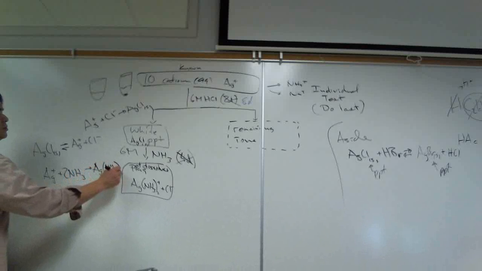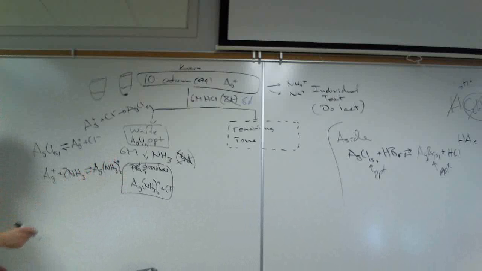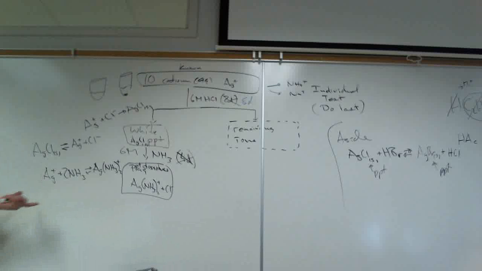Well, how do you know 2 of them? Somebody tell me how you know 2 of them attack it. Why not 6? Why not 4? How do you know 2 of them attack it? Huh? And how do you know ammonia likes silver? Why doesn't ammonia like lead? Mercury?